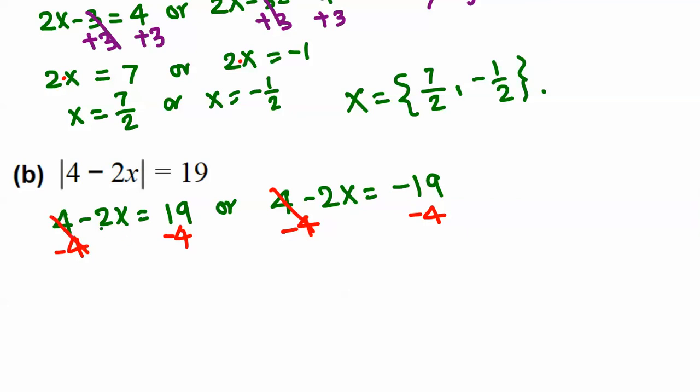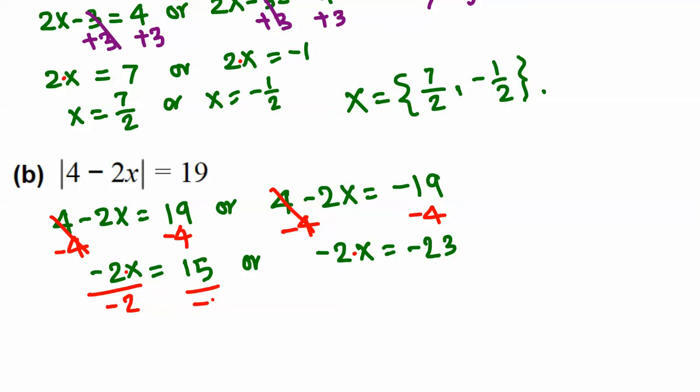Then we have negative 2x equals 19 minus 4, 15, or negative 2x equals negative 19 minus 4, both negative, so we add to get negative 23. And eventually we divide by negative 2 because this is negative 2 times x. Same thing here. So divide by negative 2.